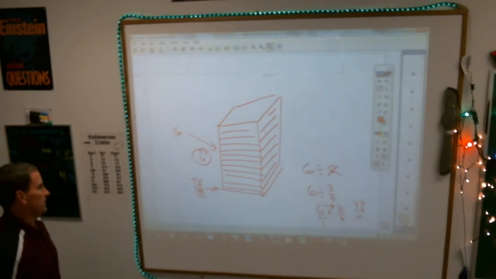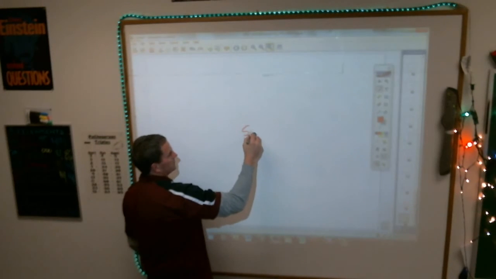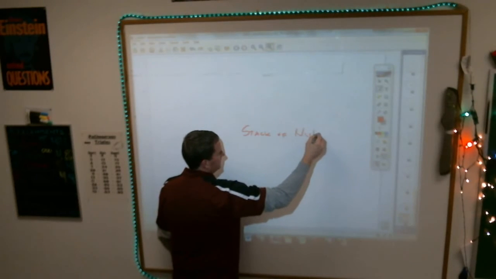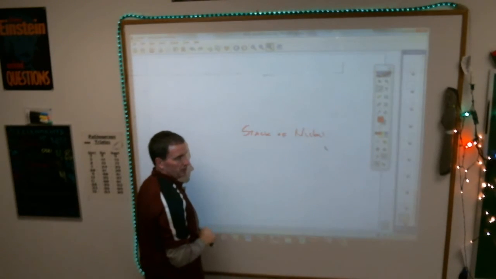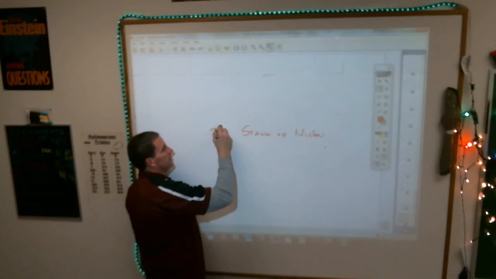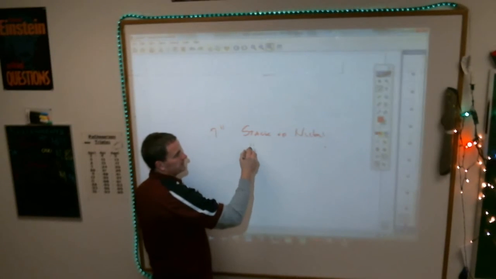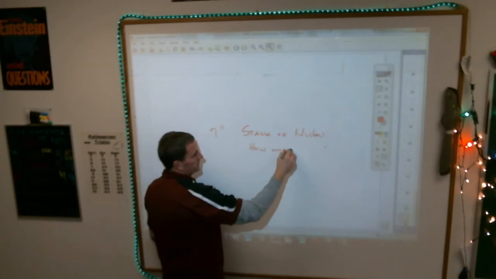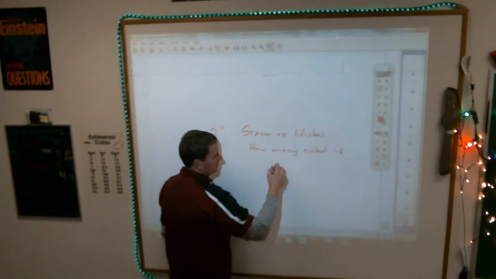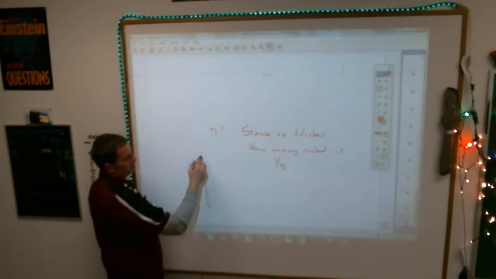I'll give you another example. If you have a stack of nickels, and I would say a nickel is about 1/8 of an inch tall. If you have a 7-inch stack of nickels, how many nickels is that? If each nickel is 1/8 of an inch tall. And it's going to be the exact same thing.